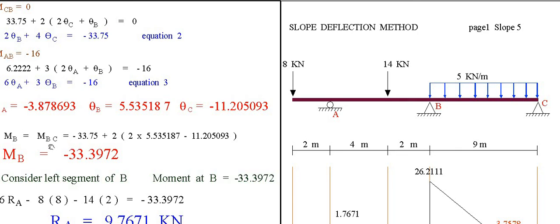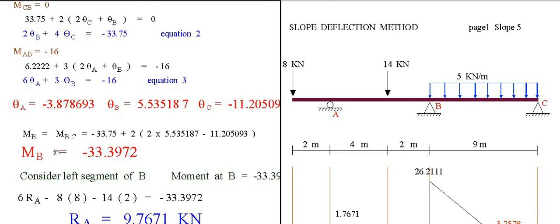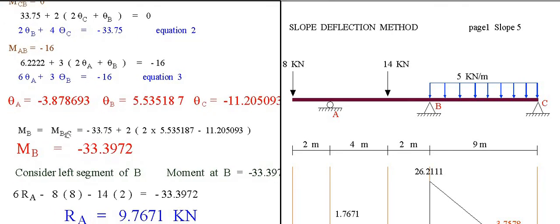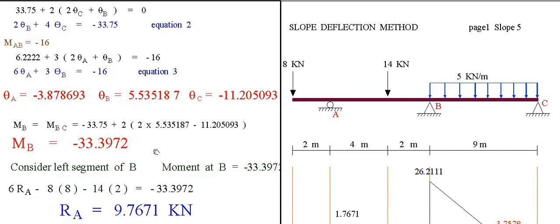Moment at B is equal to BC. It must be negative. The result of the computation for BA is also 33.3972 but positive for BA. So we need BC for the moment at B. Value is minus 33.3972. That is the moment at B. Okay.